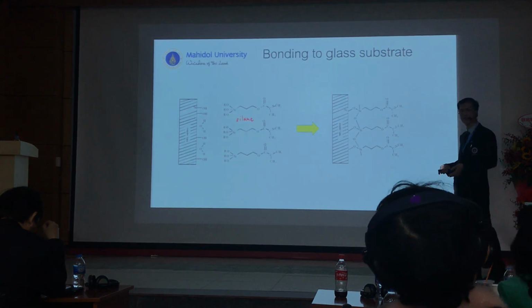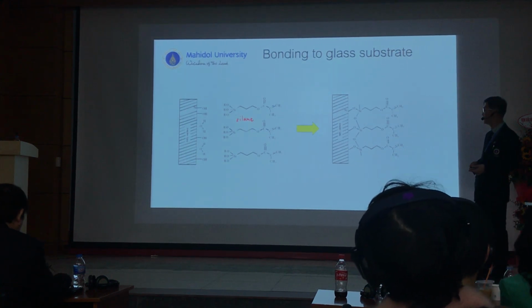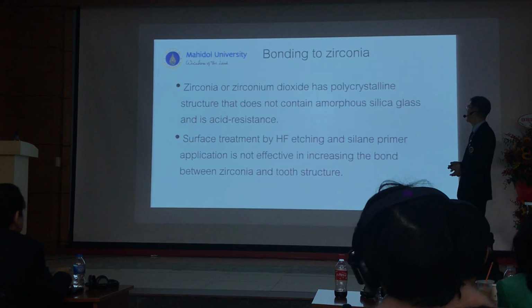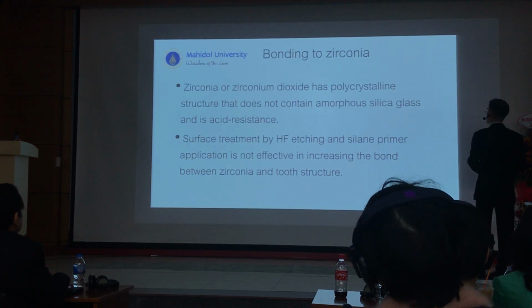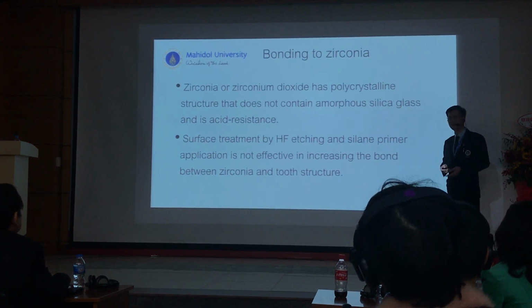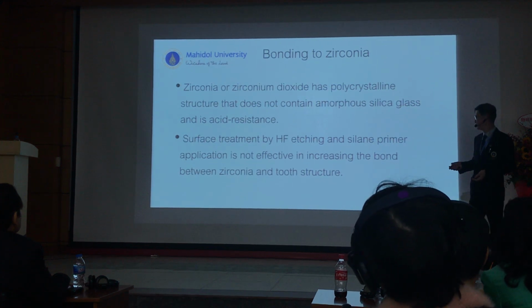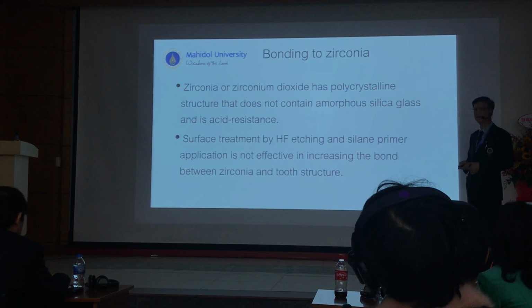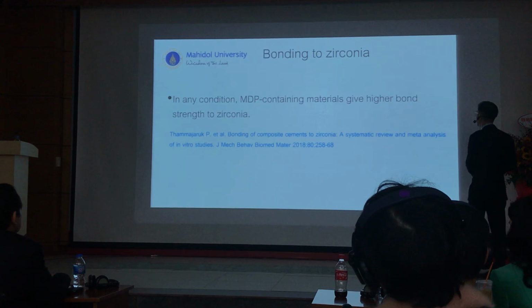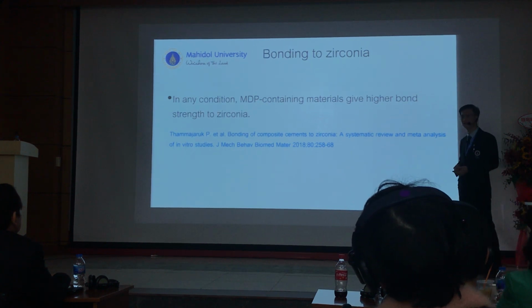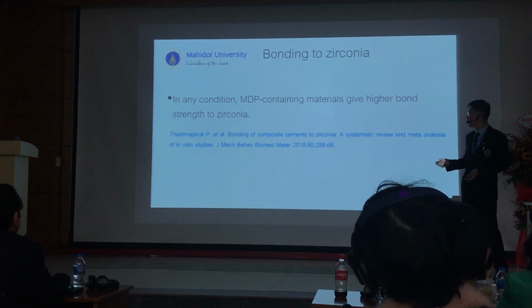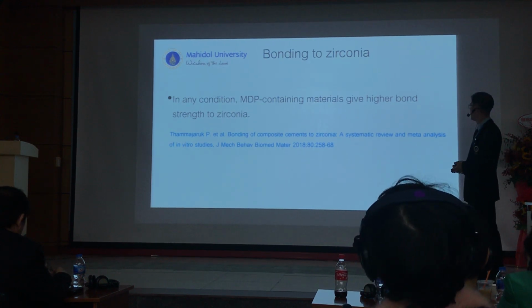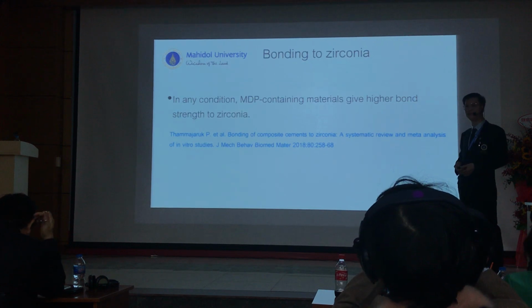But for the zirconia, we cannot use etching like hydrofluoric acid to etch it. That's why zirconia cannot be bonded by silane. Even if you use this acid, it cannot make anything on the zirconia. That's why researchers tried to discover something that gives a bond to the two structures. A lot of studies found that MDP-containing materials give a higher bond strength to the zirconia.